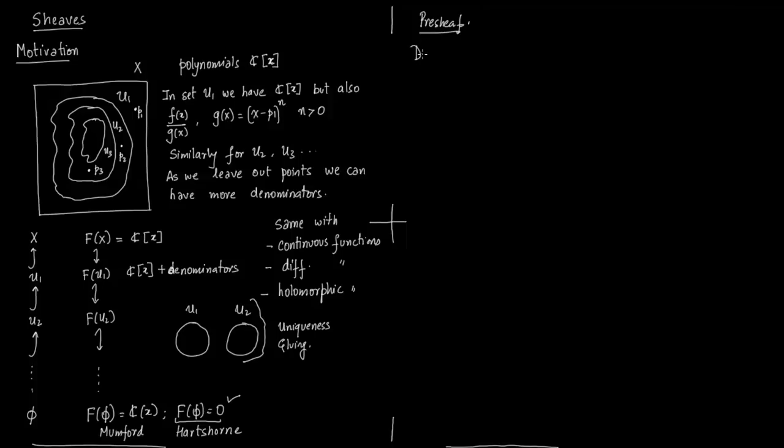So first we start with the definition of a pre-sheaf. Consider X as a topological space. A pre-sheaf F of abelian groups on X consists of the following data.